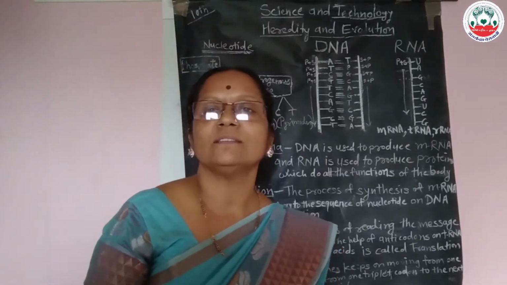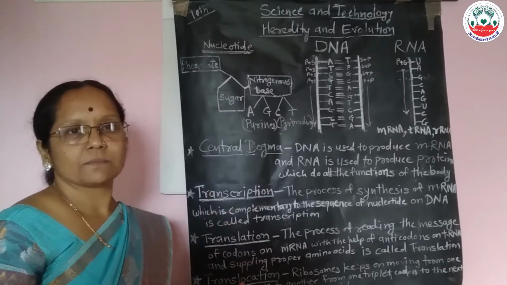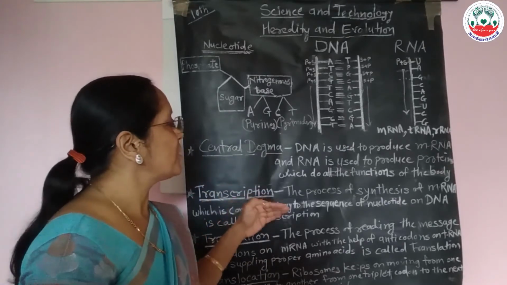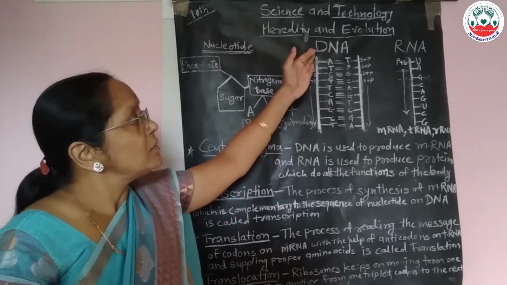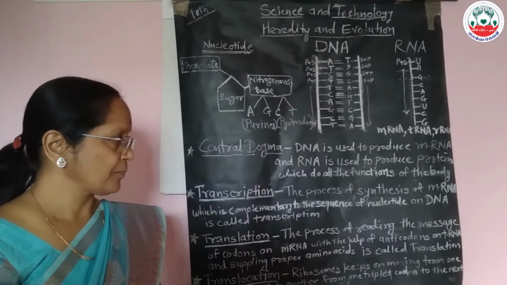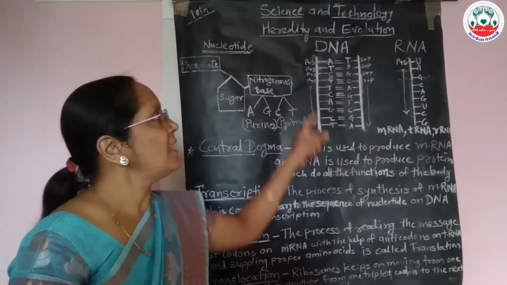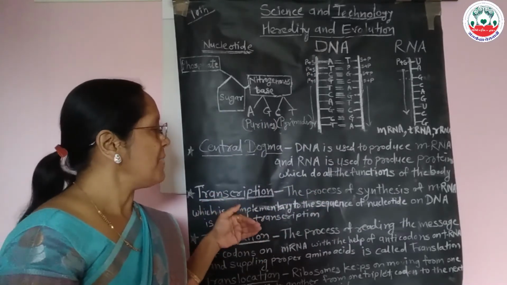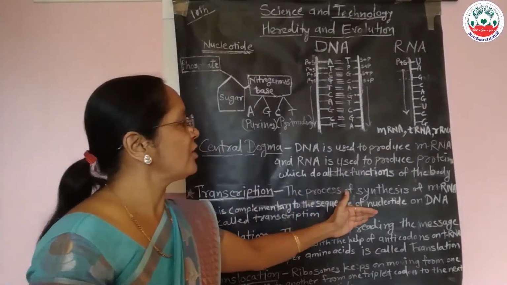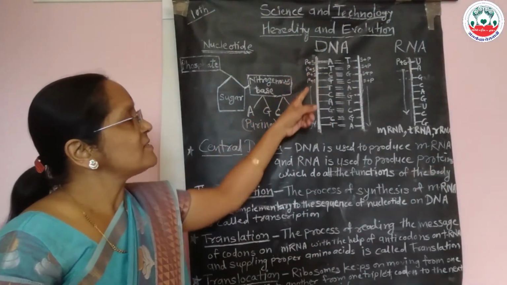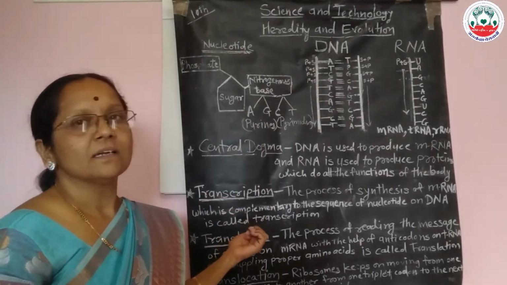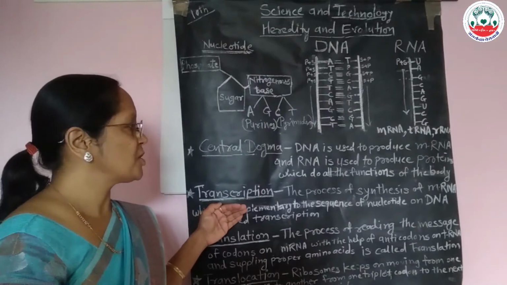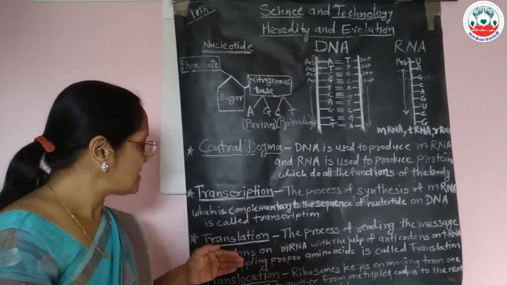Now, the process of protein synthesis is done in 3 steps. The first step is transcription. Students, in this process, only one strand of DNA is used. The mRNA is produced with the help of one strand of DNA. The mRNA strand produced is complementary to the sequence of nucleotides on the DNA. The DNA strand used in this protein synthesis has a sequence of nucleotides complementary to the mRNA produced by that strand. This process of transcription is done first, and then next is translation.